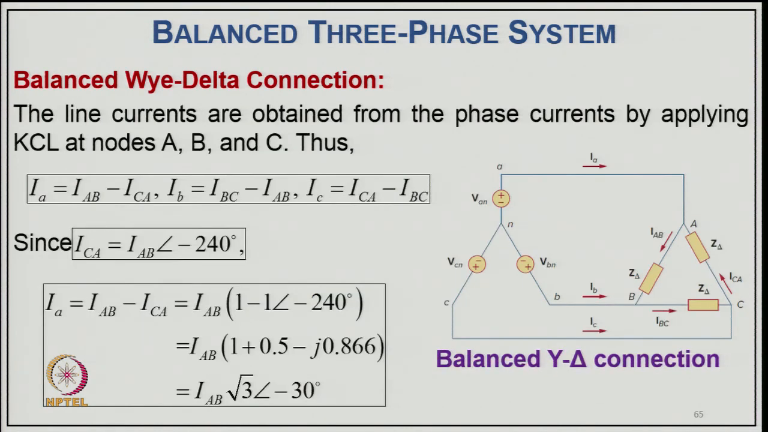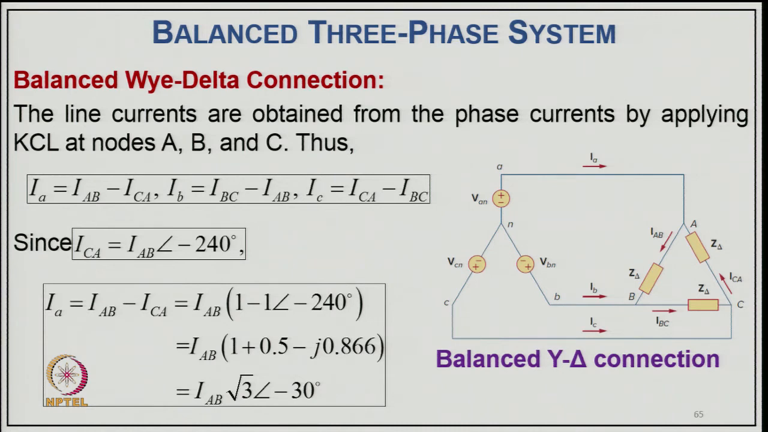And similarly, the line currents are obtained from the phase currents by applying KCL at the nodes A, B, C. So, we can say I_a, the line current, is equal to I_ab minus I_ca, I_b is equal to I_bc minus I_ab, and I_c is equal to I_ca minus I_bc.